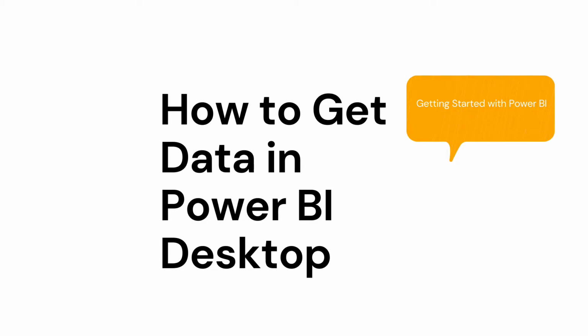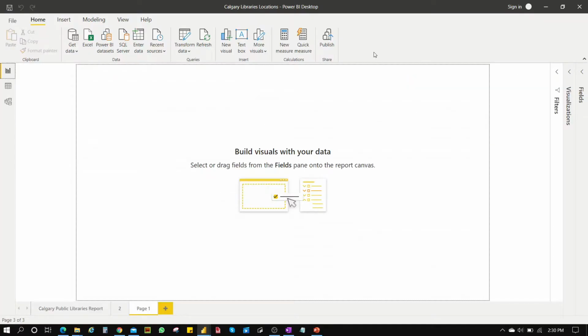Today we're going to learn how to get data in Power BI Desktop. So let's get started. First, let's take a tour of Power BI Desktop. On the top we have the ribbons. They display common tags that are associated with reports and visualization.